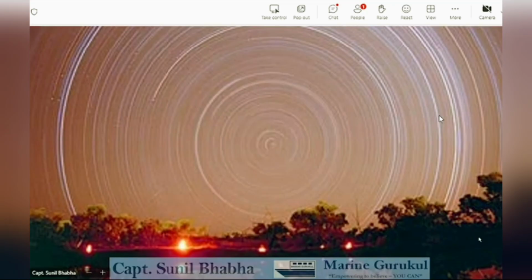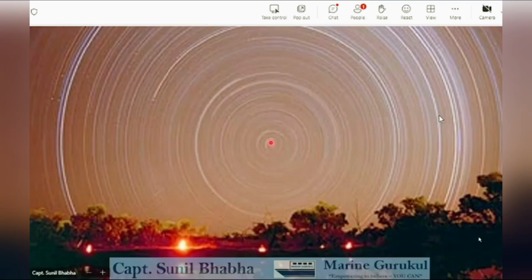Now, what you see on the screen is a still picture of the sky, a time-lapse picture of the sky showing the motion of the stars. So you see all these concentric circles representing different stars, and all these concentric circles are centered at a particular point, and this point which you see at the center is the pole.